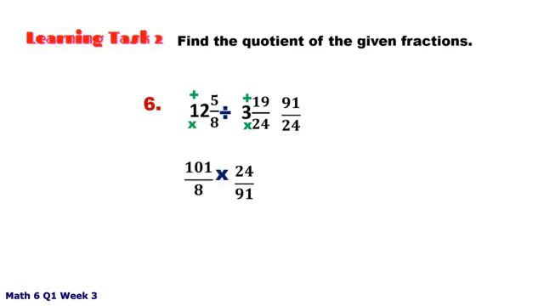Then using cancellation, 8 and 24, the common factor is 8. 24 divided by 8 equals 3. 8 divided by 8 equals 1. Let's multiply. 101 times 3 equals 303. 1 times 91 equals 91. In mixed fractions, that is 3 and 30 over 91.